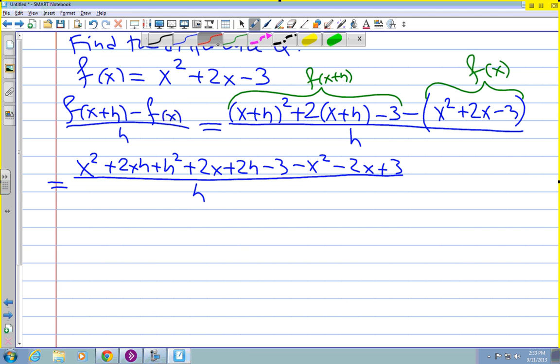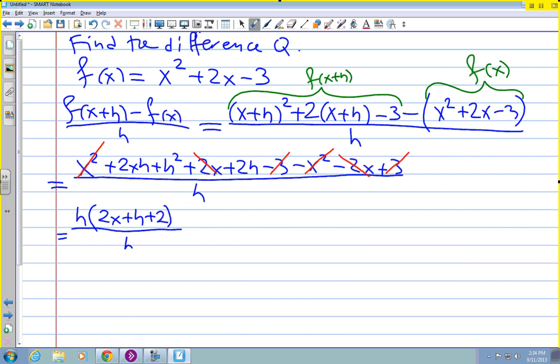What can I cross out? X squared, X squared, 3 and 3, and 2x, 2x. Good. Now, you see that every term that is left in the numerator has at least one h in it. So I can factor an h out of the numerator. If I factor an h out, we're left with 2x plus h plus 2. Cancel the h's and we're done.